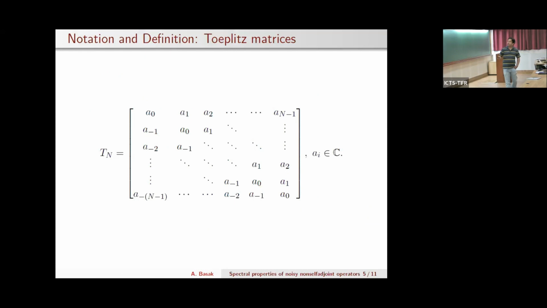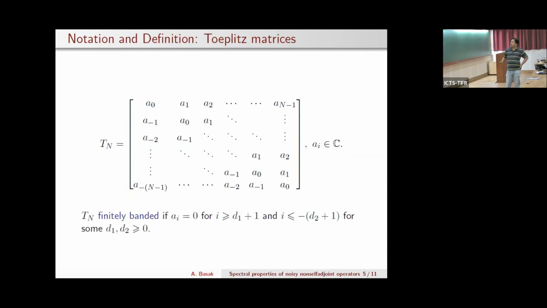Okay, so here's the definition of a Toeplitz matrix. What do we mean by a Toeplitz matrix? You start with a bunch of complex numbers, the Ak's, and you put A0 on the main diagonal, A1 on the first super diagonal, A2 on the second super diagonal, and so on. And you put A negative 1 on the first subdiagonal, A negative 2 on the second subdiagonal, and so on.